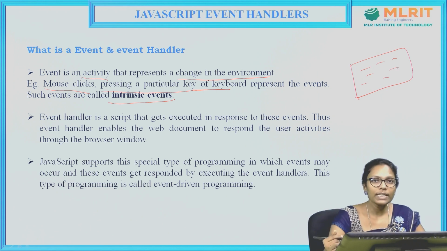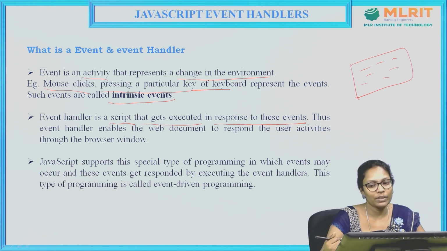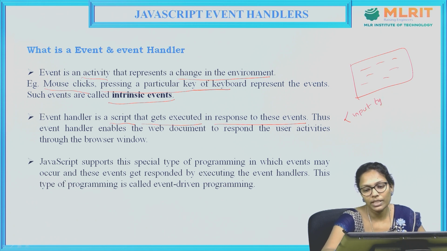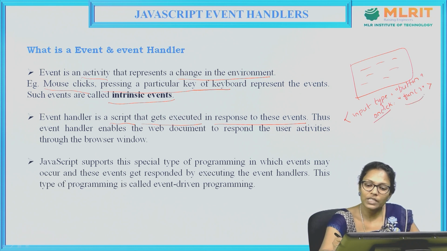Now what is an event handler? How do we handle this event? An event handler is a script that gets executed in response to these events. For example, whenever I click on some button, what should happen? How do we handle that? In the previous video, we have seen that. For example, I am creating a button, input type is equal to button, onclick. Whenever you click on this button, do something. Call a function called fun. So whenever you click on this button, this function will be called.